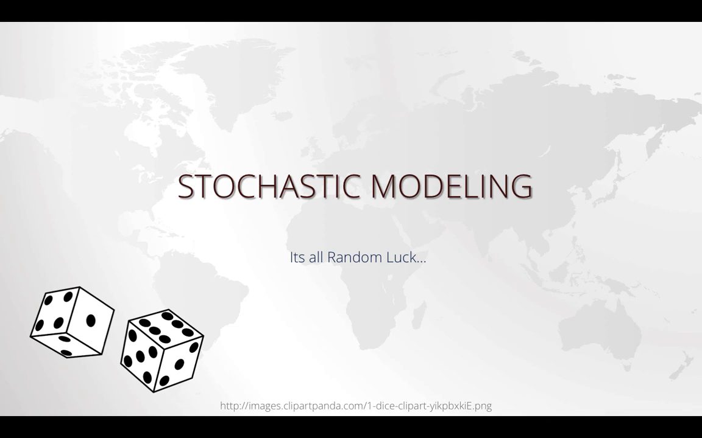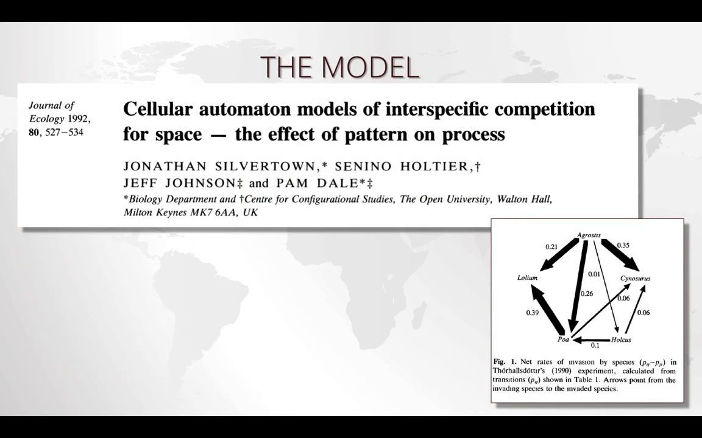Another really important type of GIS model is a stochastic model, which is based on some element of randomness, and that's why there are two dice in the lower left. I'm going to give you an example of a class of models called cellular automaton models. Cellular automaton models run on grid cells, and this one is an old model of interspecific competition for space. Basically, it's looking at invasion of species on a landscape.